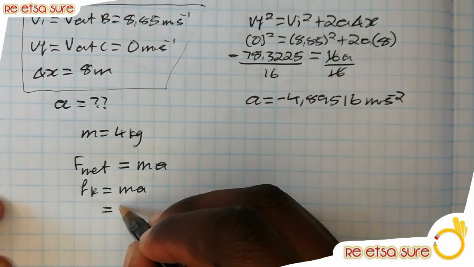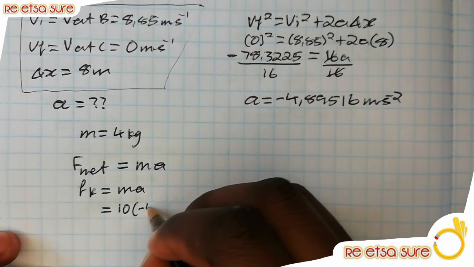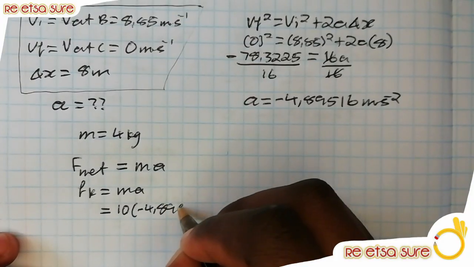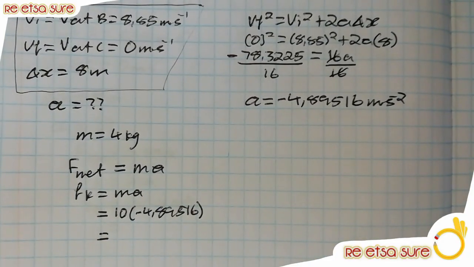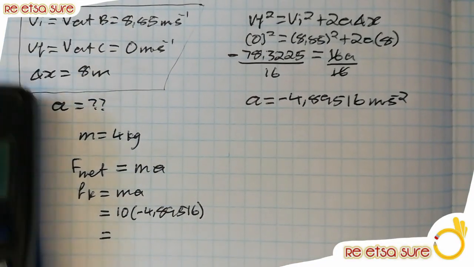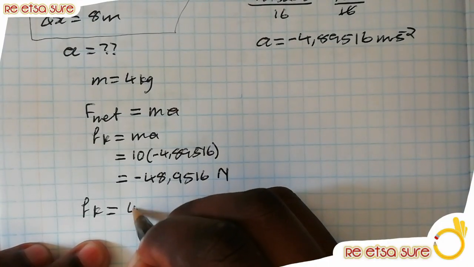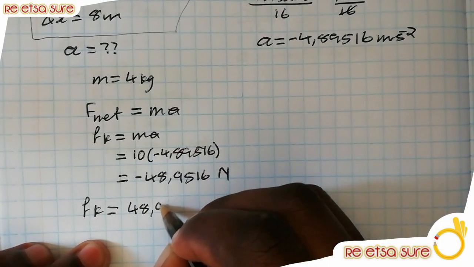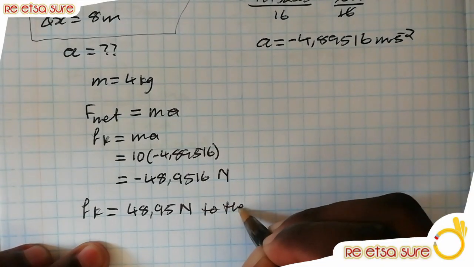Frictional force is equal to ma. Now the mass of our object is 10 kilograms and the acceleration is negative 4.89516. We don't round off until we get to the final answer, guys, so don't make that mistake of rounding off before you get to the final answer. Frictional force is equal to 48.95 newtons to the left.